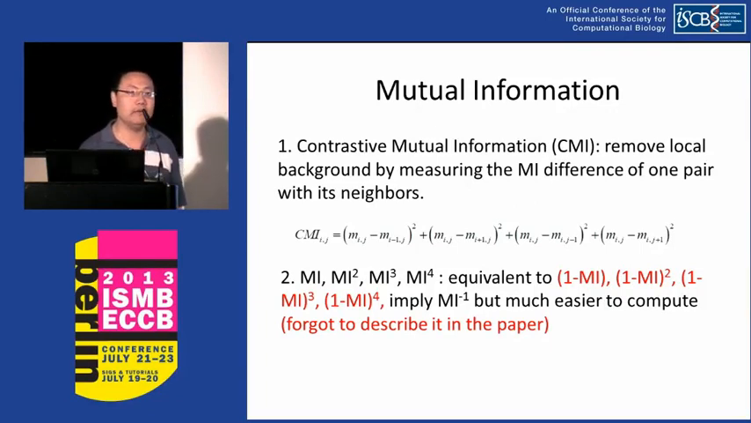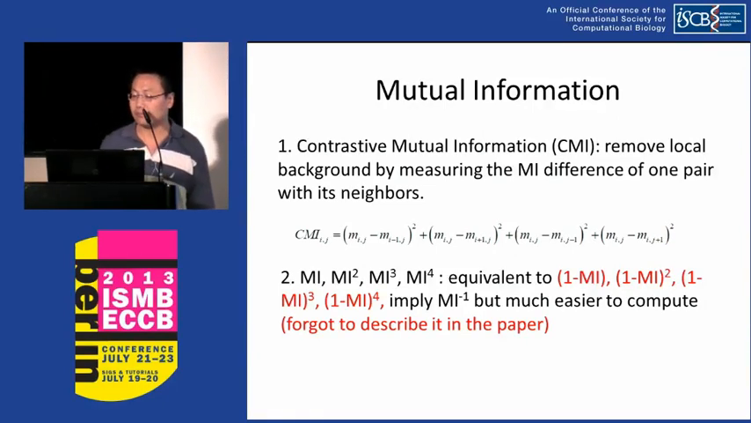We just calculate the mutual information matrix, the square of the mutual information matrix, and the cube of the mutual information matrix. So we use these 4 different mutual information to approximate the inverse of the mutual information matrix.